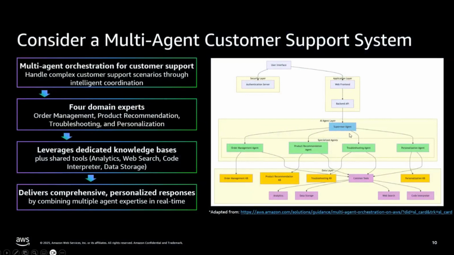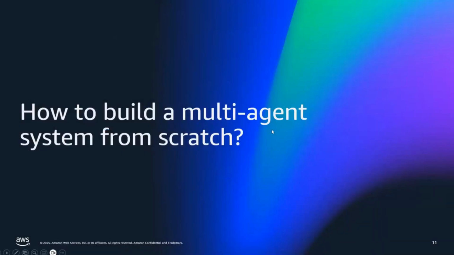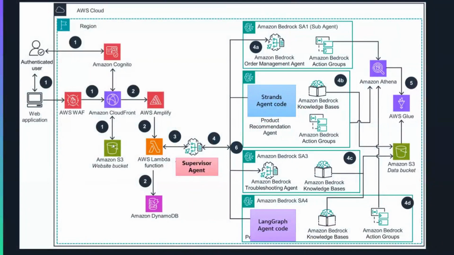In this particular case, let's assume you have that supervisor and about 4 sub-agents: order management, product recommendation, troubleshooting, and personalization. And each of it has access to a data layer with a set of tools and APIs to be able to go fetch and deliver responses. Let's assume this is the case, right? Now, how do you today build a multi-agent system from scratch?